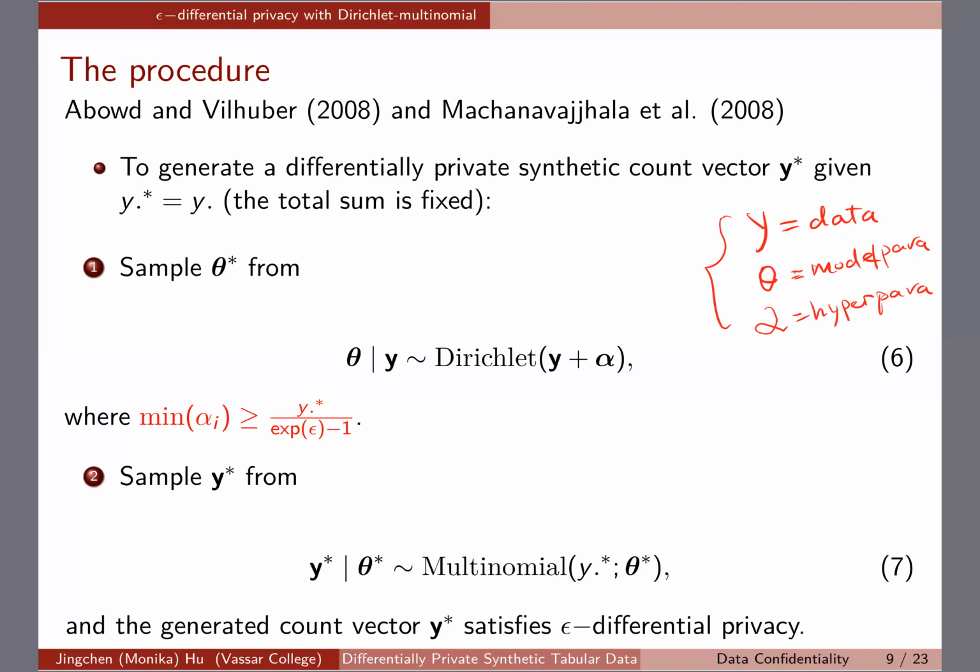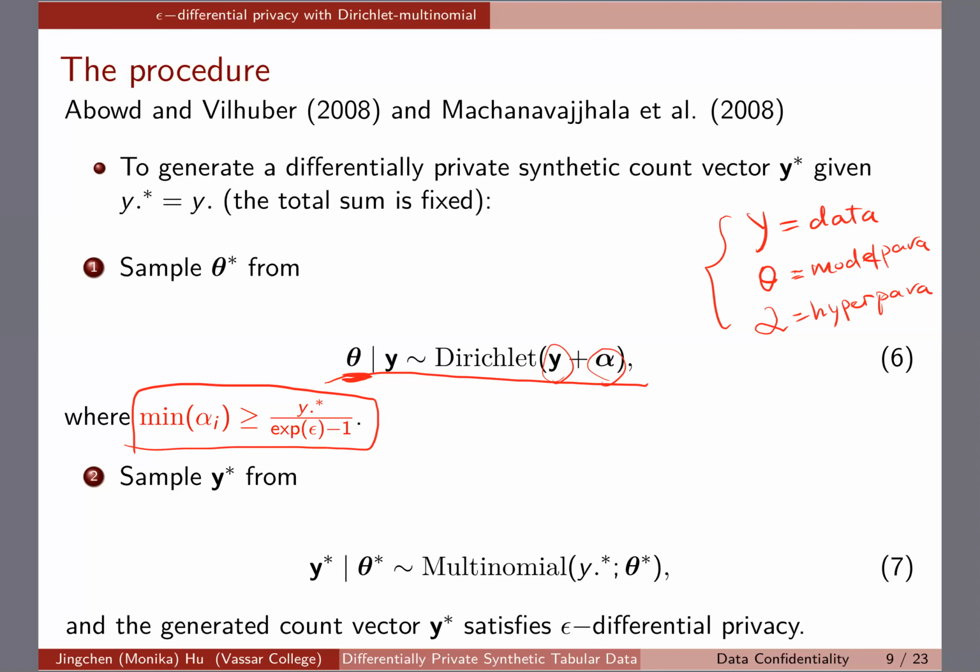we are trying to satisfy here. Theta is the parameter, right? Theta at the end of the day, because we're working with count, will be a probability vector that adds up to 1. You can see that the first step is sampling from its posterior, which is fine. Y is the data, right? Alpha is the prior. But you can see that DP, differential privacy, now requires the prior to satisfy certain conditions.